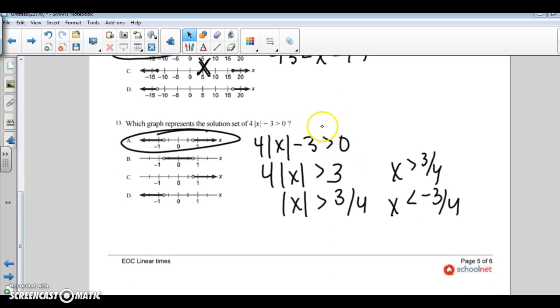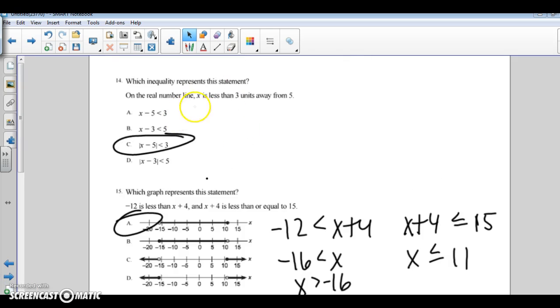Number 13, you have to be careful because you actually have to get the absolute value by itself first. So you have to bring the 3 over and divide by 4, and then split it up into 2. So x is greater than 3/4, and x is less than negative 3/4. You have to get the absolute value alone before you can do anything else. So that answer is greater than 3/4 and less than negative 3/4. Careful with that one.